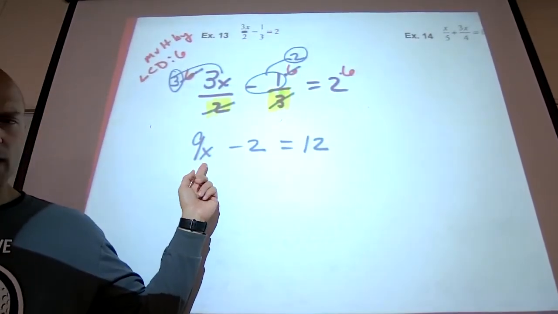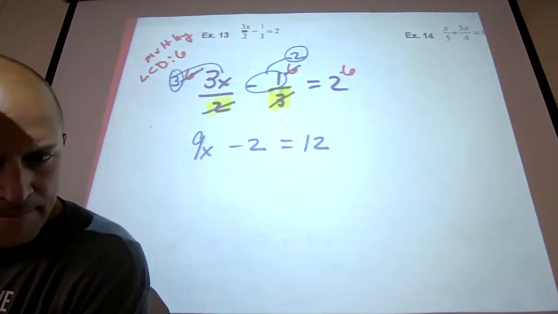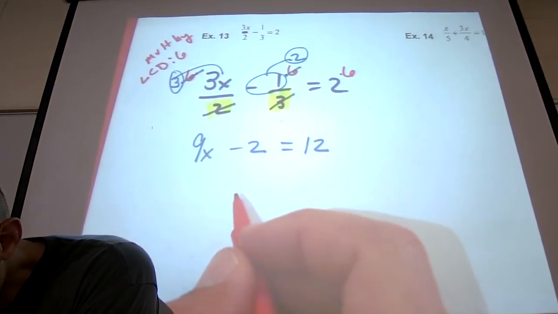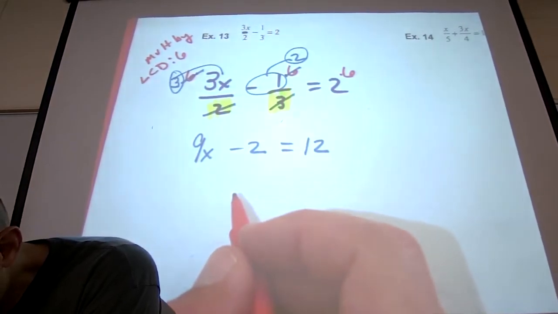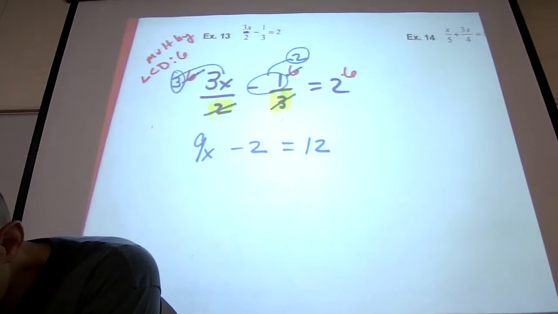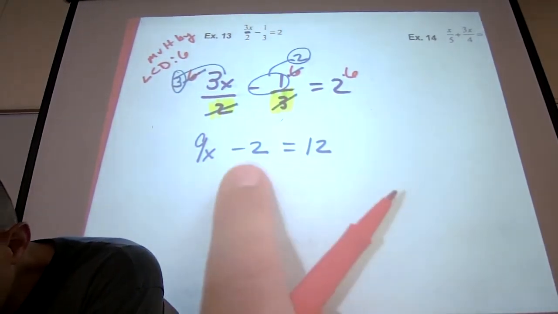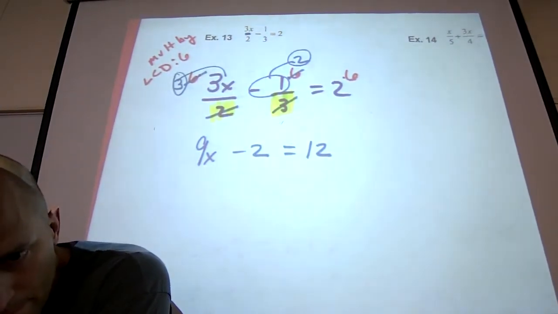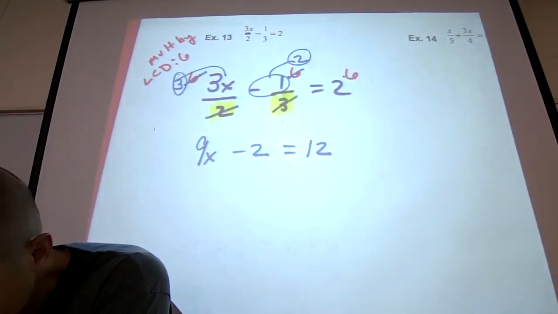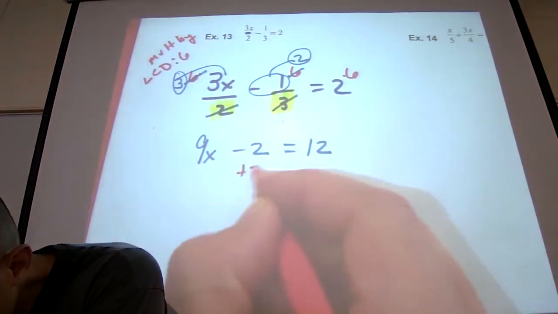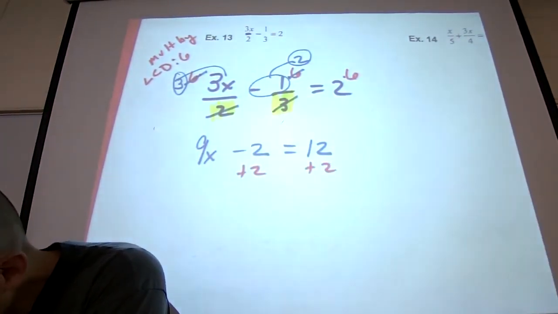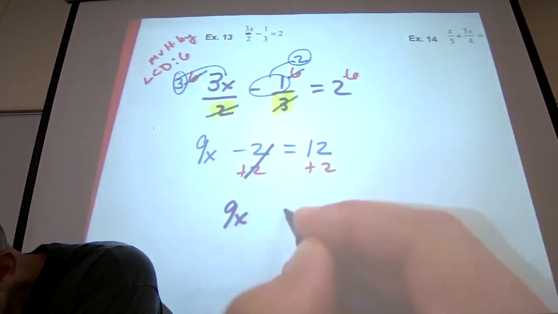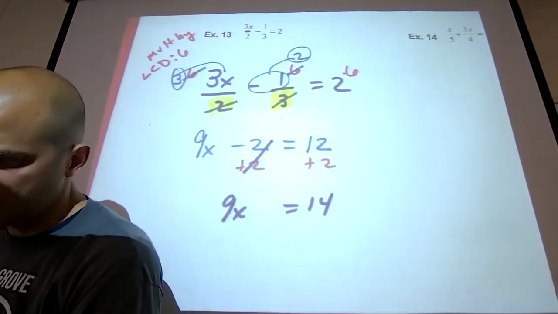How do I get this x by itself? I don't know. How do we isolate that guy? How do I move this 2, Jake, over there? Add 2. That a boy. Fantastic. So now, these guys cancel. So now I have 9x equals 14.